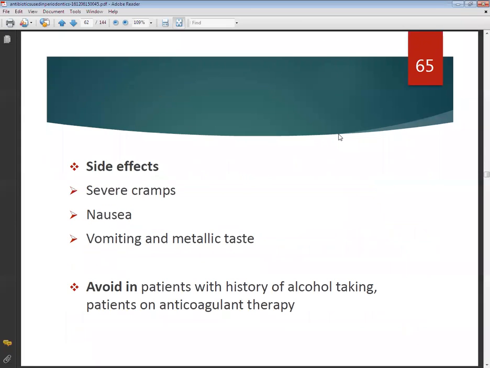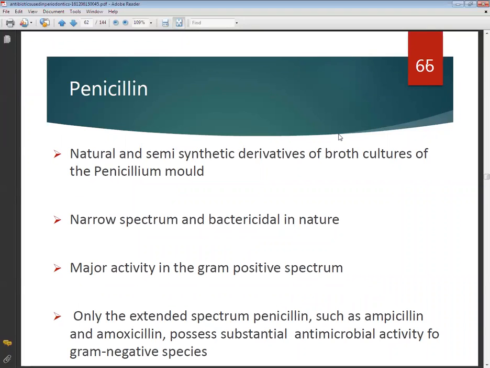There are some adverse effects of metronidazole. One is severe cramps in your GIT, nausea, vomiting, and most commonly a metallic taste. Whenever you are prescribing metronidazole, the patient usually complains of a metallic taste. Metronidazole should be avoided in patients who are taking alcohol and patients who are on anticoagulant therapy. So contraindications for metronidazole are a history of alcohol and anticoagulant therapy.